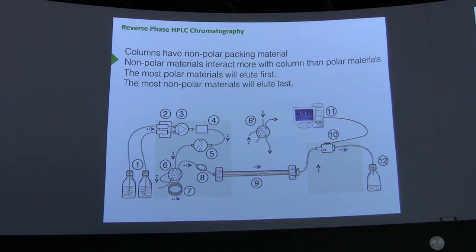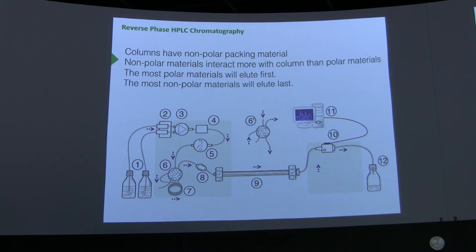It gets separated in that column, and I'll tell you the basis of the separation in a minute. And then it goes out to a detector that detects when something comes off. So I can collect those samples that come off if I want, if it's something of interest to me, and then I've purified my material. Oh, back up. Okay, so how does this system work?